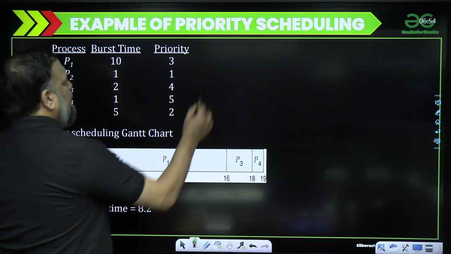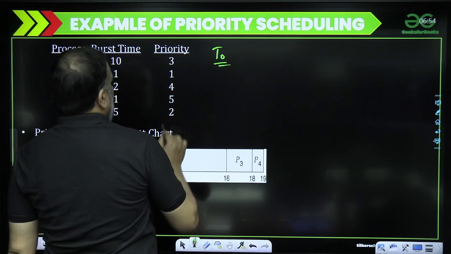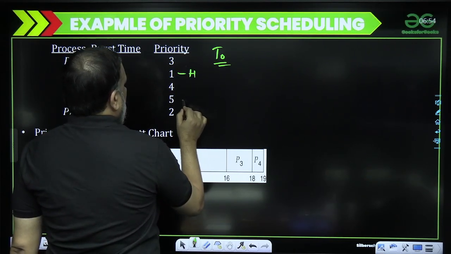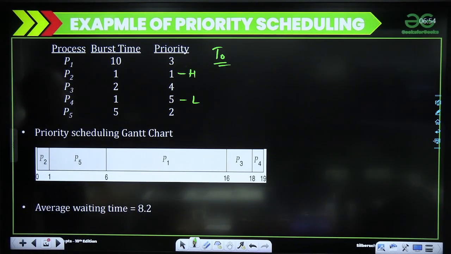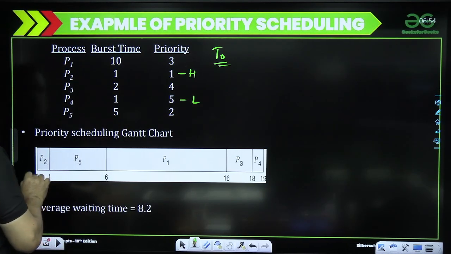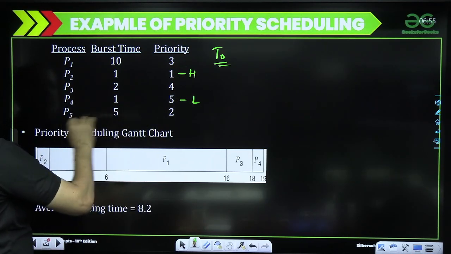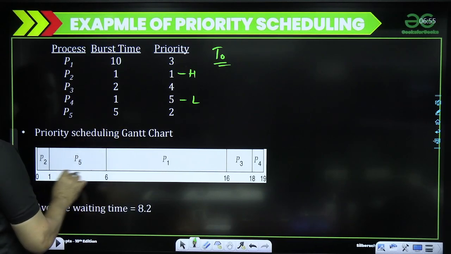At time 0, we have all these processes. Which process is considered to be the highest priority? Here we follow lower number is higher priority, higher number is lower priority. So in the Gantt chart, we schedule P2 first. P2's burst time is 1 unit, so it runs from 0 to 1 and completes. After that, the next highest priority is P5, which runs next, taking a burst time of 5, so 1 plus 5, 6.